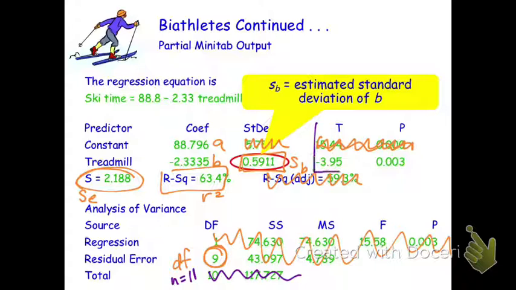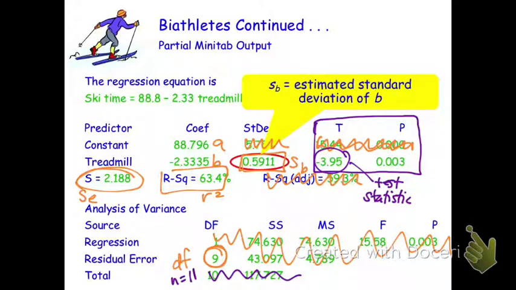Now, these numbers right here are sometimes there and sometimes not, which is unfortunate when they're not, but you can always calculate them. This negative 3.95 would be my test statistic. And this is my p-value. Something interesting about the p-value is it always does the p-value for a not equal to test. It only gives you that.